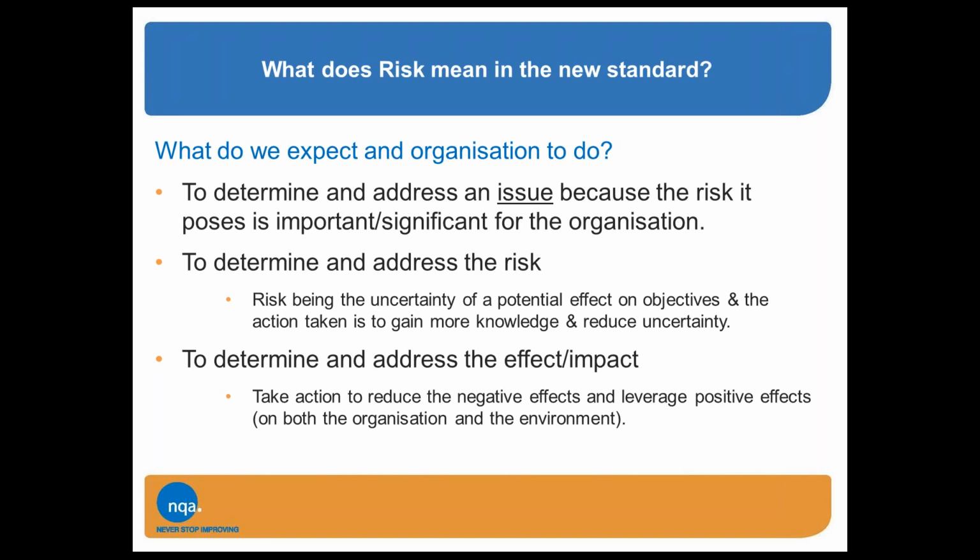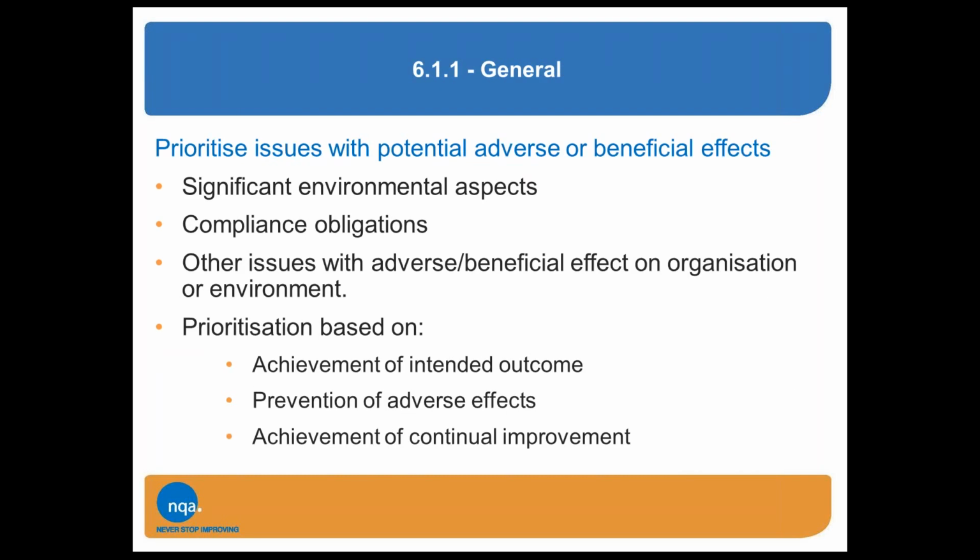So in other words, what we're looking at is very similar to the old standard: to identify the risks, look at the effect or the impact, and then plan to address them, having prioritised them. So as with the 2004 version of the standard, priority is given to the significant issues, both positive and negative. Risks and opportunities need to be identified, and there is no formal requirement for a documented risk management process.